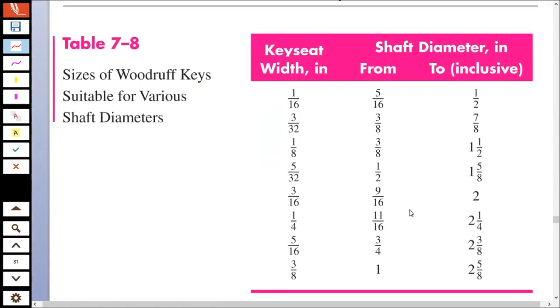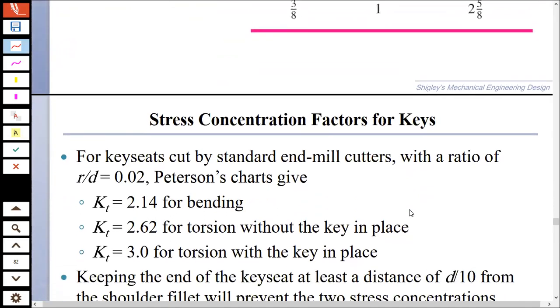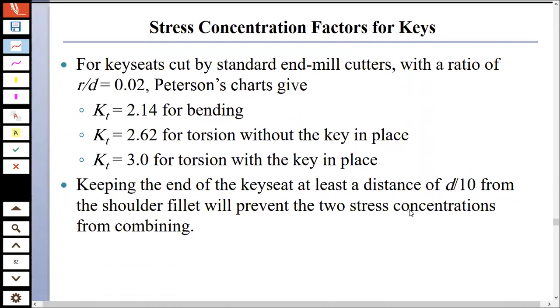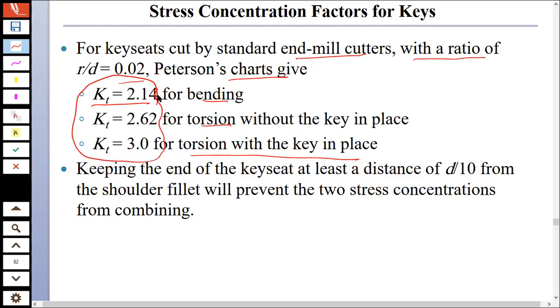If you look at this Table 7-7 and 7-8, the stress concentration for keys, as we already discussed before, for keys cut by a standard end milled cutter with the ratio of r over d equal to 0.02, Peterson's charts give the Kt for bending, torsion and for torsion with the key in place. These are the values that you are going to use for the stress concentration.